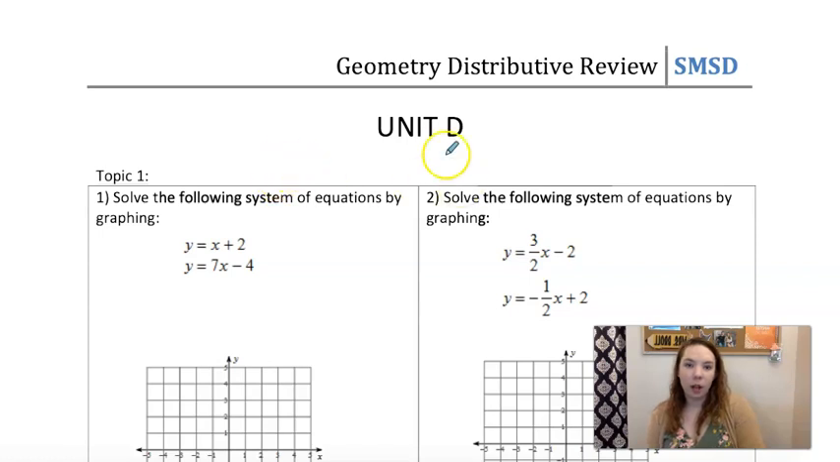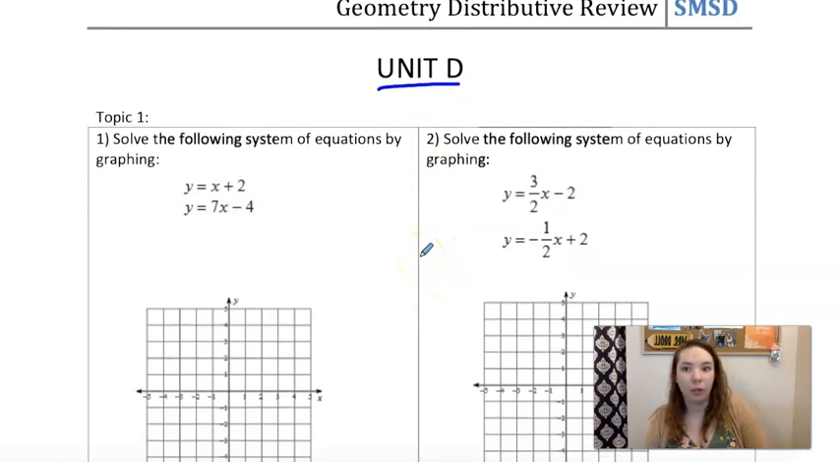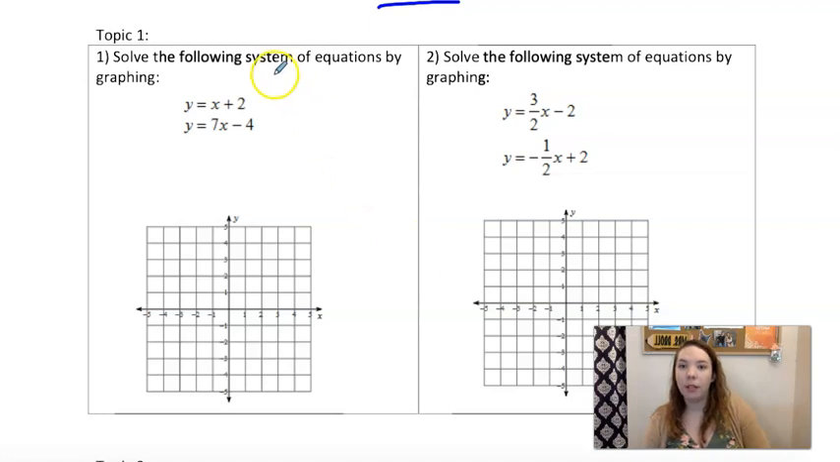All right, guys, we are working on Spiral Review Unit D today, and the main topic for Unit D is solving systems of equations. So it says topic 1, solve the following system of equations by graphing. So we will graph both of our lines. So that one is y equals x plus 2. And our second line starts at -4 up 7 over 1. So it looks like they will cross right at the point 1, 3.